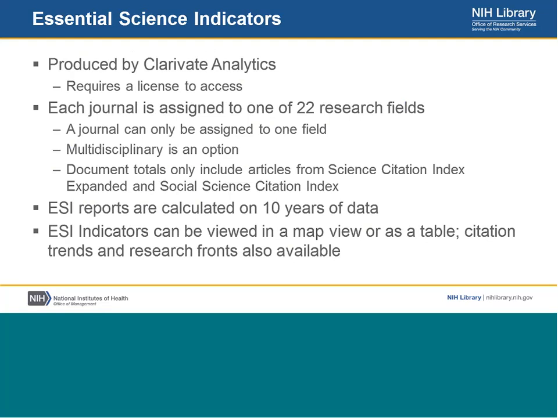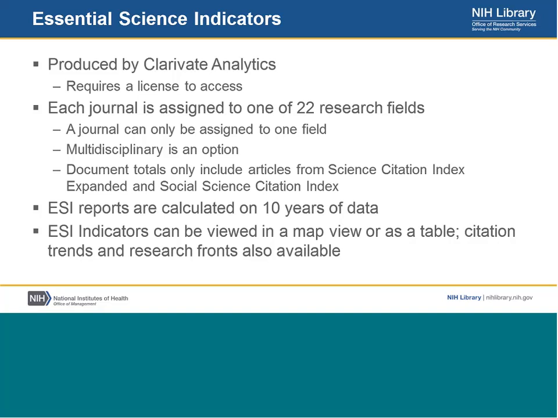Another resource to point out is Essential Science Indicators, which is also produced by Clarivate. We're running through the Clarivate resources first. Again, this is another tool that requires a license to access. The journals that are included in Essential Science Indicators are assigned to one of 22 research fields. So that's going to be a very high-level categorization. But if you need that smaller number of research fields for some reason, then this can be a really good system to work with. It does include multidisciplinary as an option.